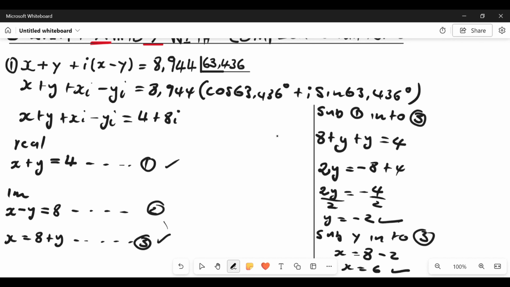Alright guys, so as you can see, this is how you actually solve this problem. Just in case you didn't understand the grouping part of this video, there is a video where I explain how to do the grouping of imaginary numbers and real numbers.